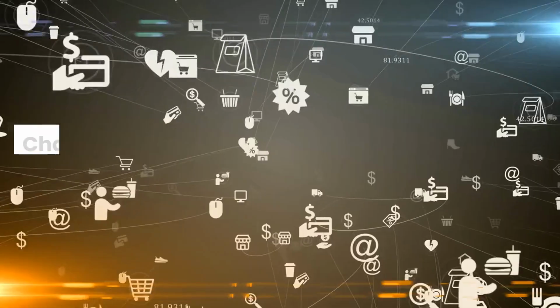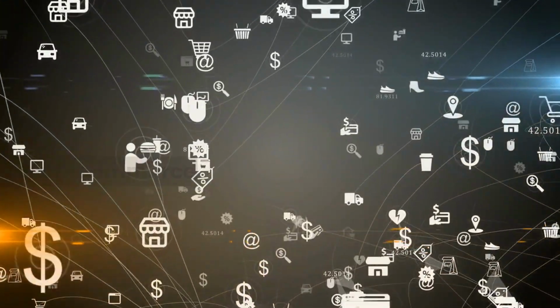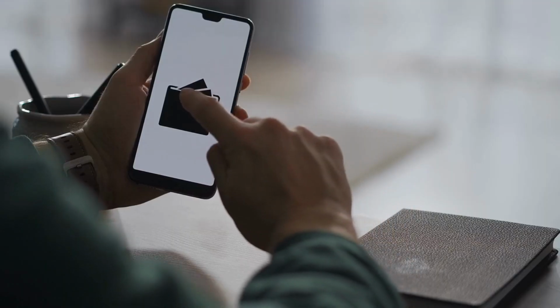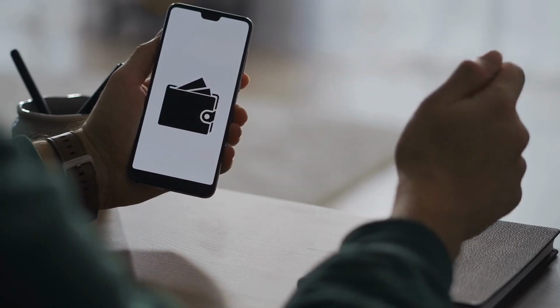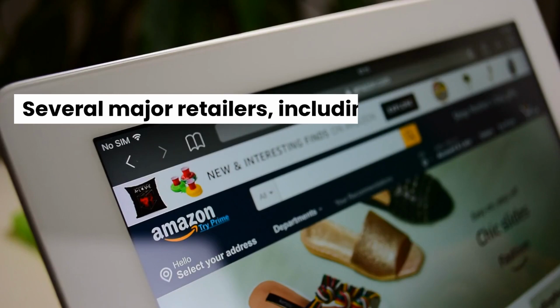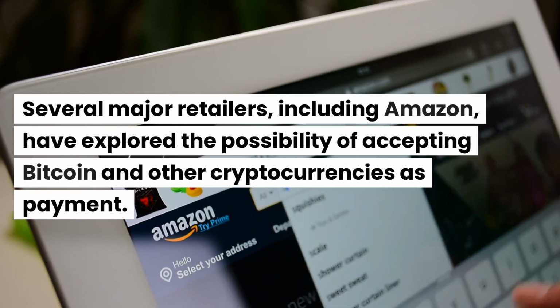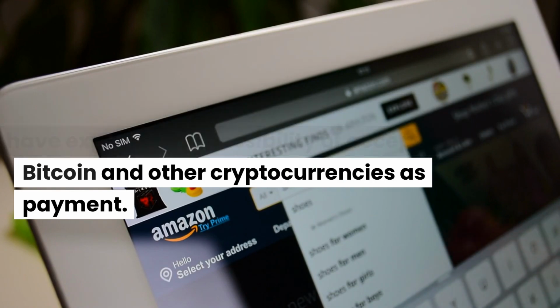Chapter 9: The Intersection of Cryptocurrency and E-commerce. As the use of cryptocurrency continues to grow, it is increasingly being integrated into e-commerce platforms as a form of payment. Several major retailers, including Amazon, have explored the possibility of accepting Bitcoin and other cryptocurrencies as payment.